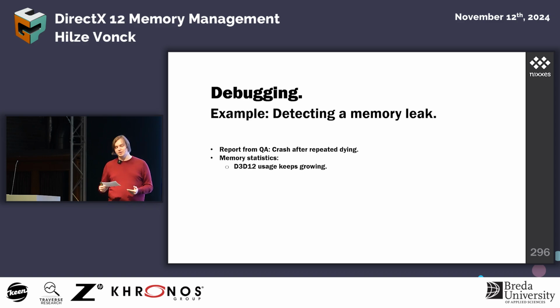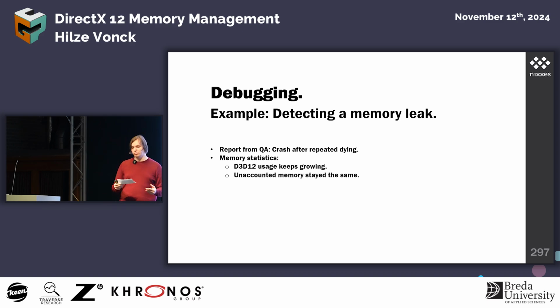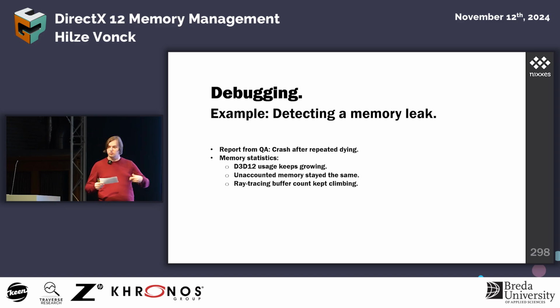It became fairly clear to me that the system was not working as intended because the amount of unaccounted for memory, the D3D12 memory usage, just kept climbing. The amount of unaccounted for memory, however, stayed the same, which indicated to me that an NXM12 resource was not being destroyed. So I went up to the large memory, enabled the large memory statistics, and noticed that the ray tracing buffers just kept climbing. We were getting more and more of them.